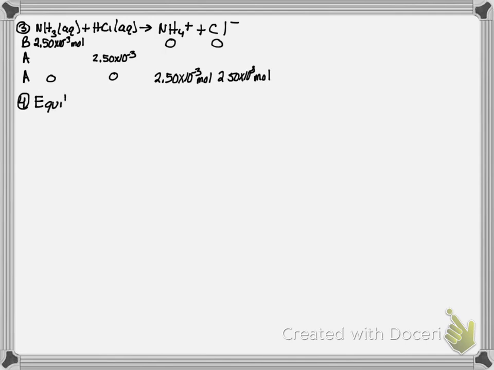Next step, now that I've envisioned what I have in my flask or beaker: I have used up all the NH3, and I have used up all the HCl that was added. I have a beaker that contains NH4 plus and Cl minus. Which one of those has an effect on pH? Well, only the NH4 plus, so I don't have to write the Cl minus.